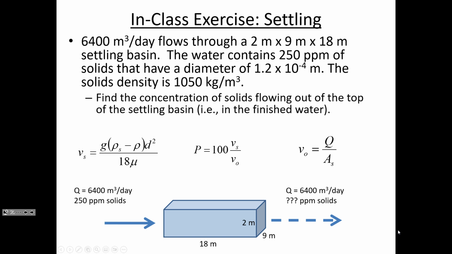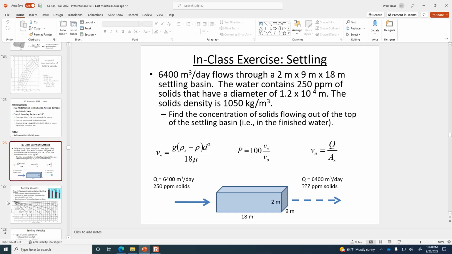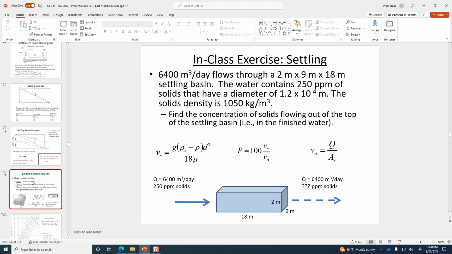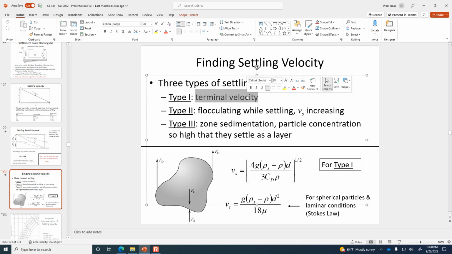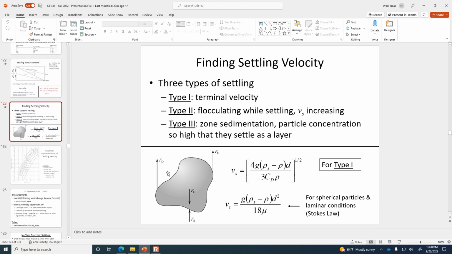So all of this was type 1 settling. Type 1 settling, just to remind you, is where we assume the particles achieve some terminal velocity. There's other types of settling, though. In type 1, it assumed that the particle settles down, and as it does so, it never encounters other particles. It's not getting bigger by bumping into other things.